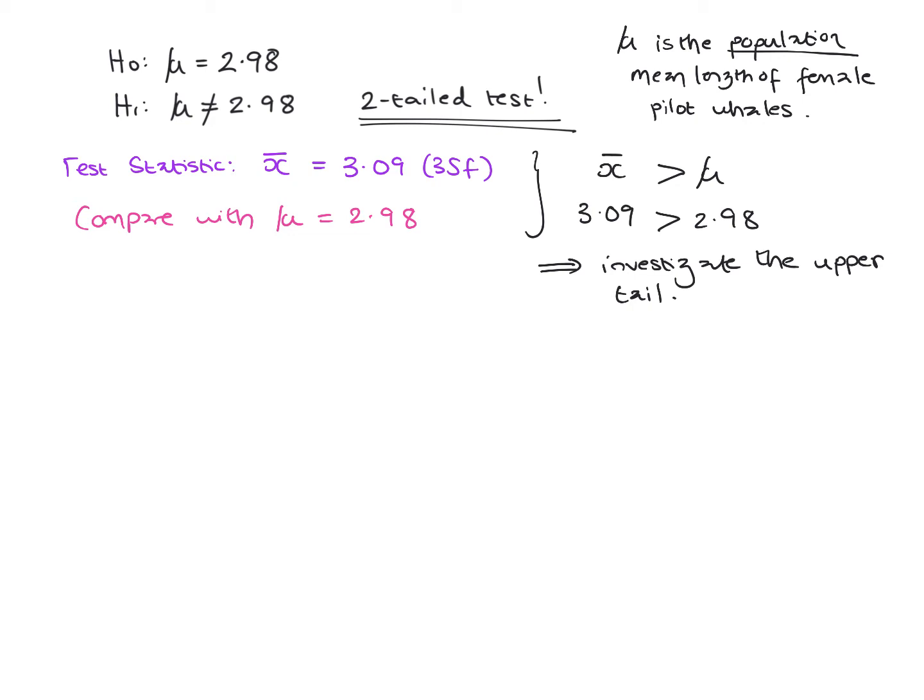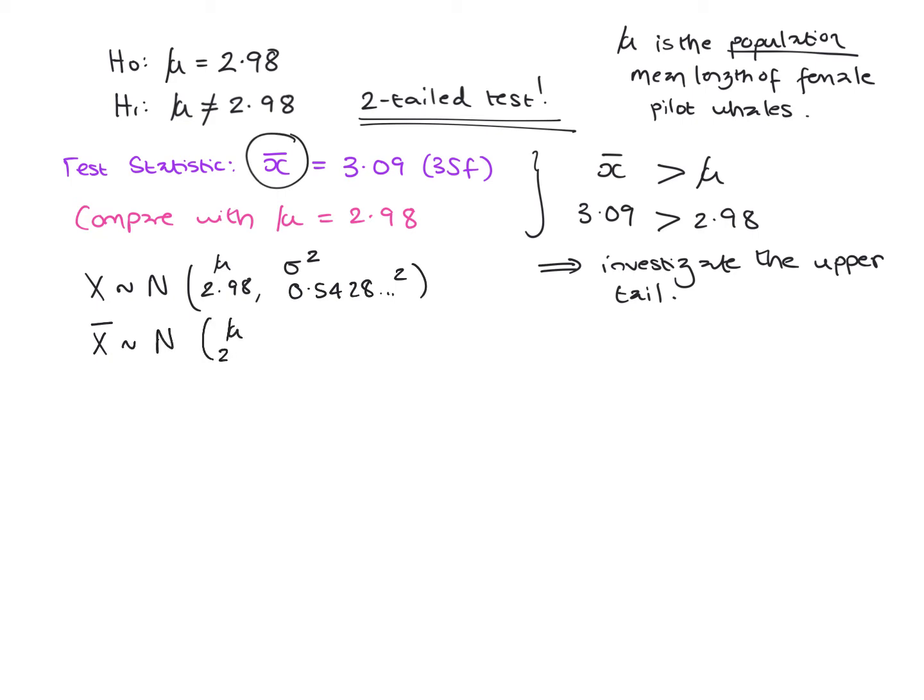Now, before we do our probability calculation, we need to set up the distribution of the sample means. So remember our original X distribution, which is a normal distribution where mu is 2.98 and sigma squared, or sigma, are now based on the sample standard deviation. So sigma squared is 0.5428 squared, and that's the value of sigma. Now, because our test statistic is x bar, we need to look at the x bar distribution. The mean of this distribution is still mu, 2.98, but its variance is sigma squared over n, which means that its standard deviation is sigma over root n.